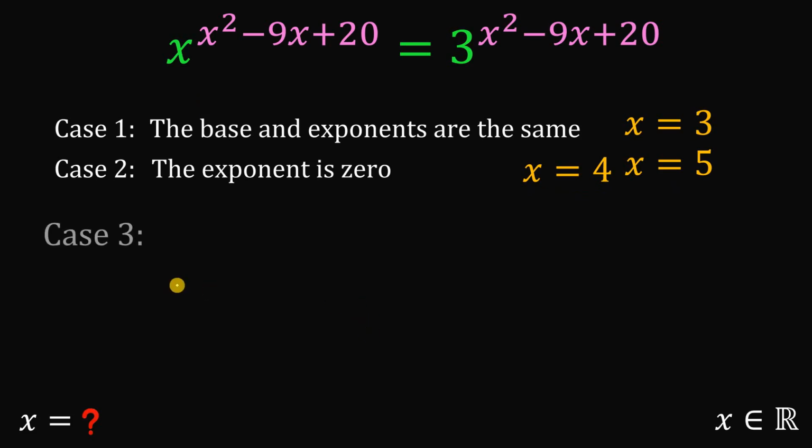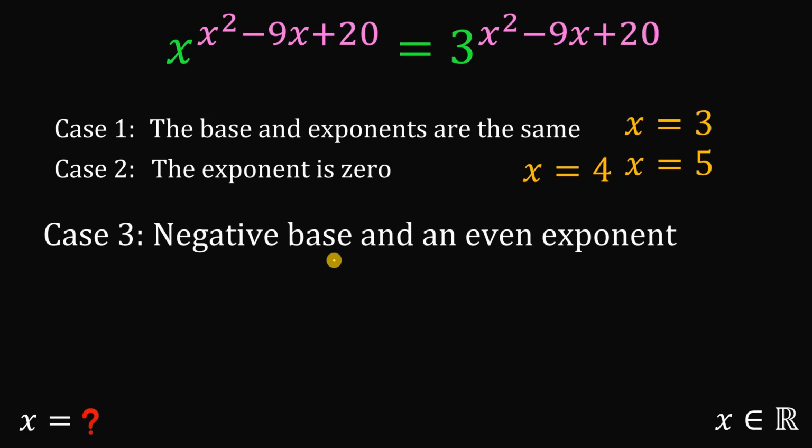Now here comes the third case. When we have a negative base and an even exponent, the result is a positive number. Therefore, we need to also check if x equals negative 3 is part of our solution. Because if we let x be equal to negative 3, we have negative 3 as the base, and if the exponent is an even number, then the left-hand side is also a positive number.